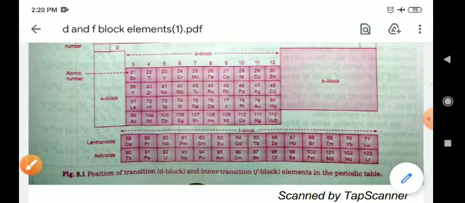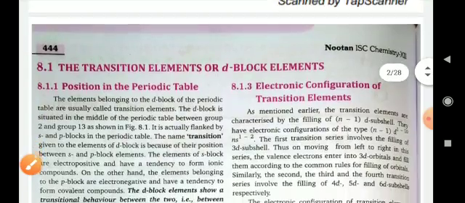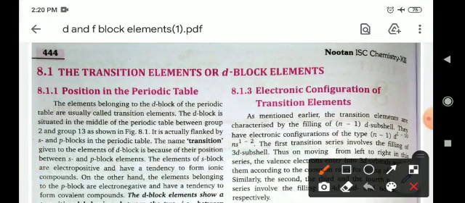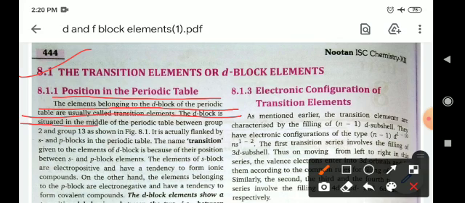Now, the transition elements or D block elements. Firstly, we will discuss the D block elements or transition elements. First is the position in the periodic table. As we know, the elements belonging to the D block of the periodic table are usually called transition elements, and the D block is situated in the middle of the periodic table between groups 2 and 13, as shown in figure 8.1. It is usually flanked by the S and P blocks in the periodic table.